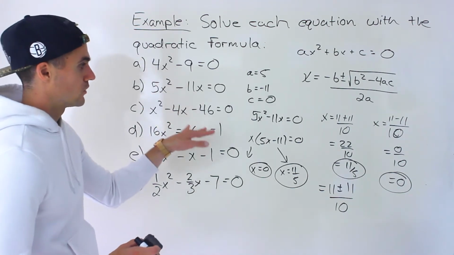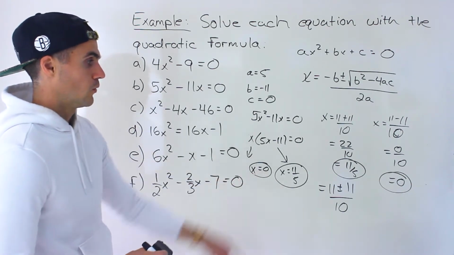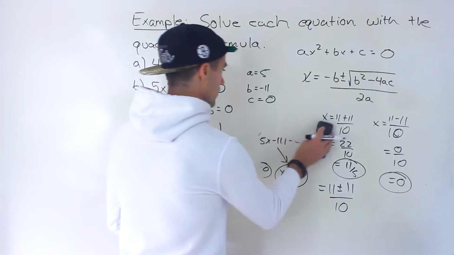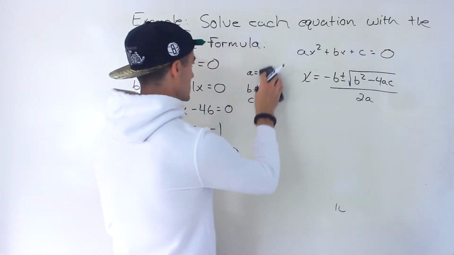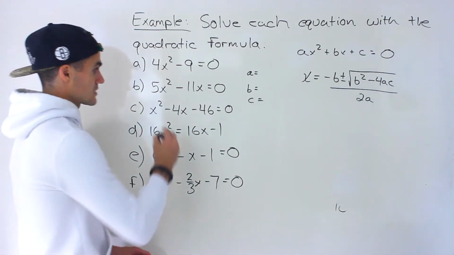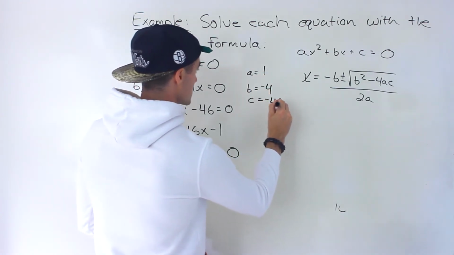But sometimes if you notice certain quadratics that can factor quickly, it helps to know what your targets are going to be. All right, so moving on to part C now. We got x squared minus 4x minus 46. So notice here the a value is 1, the b value is negative 4, the c value is negative 46.